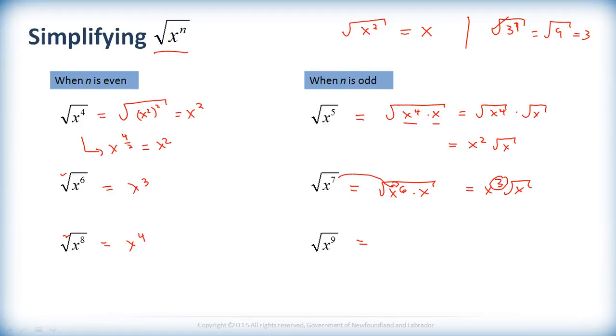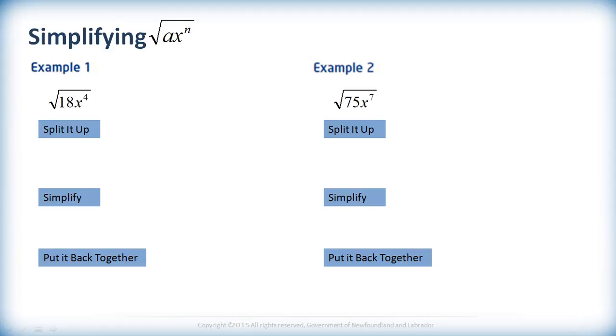So this one is going to become x to the power of 4 root x in that case. So that's how we simplify those quickly when we have to deal with exponents that are both even or when they're odd. Okay, now what happens if I've got a number thrown in front of the variable, or a coefficient that's also inside that radicand?